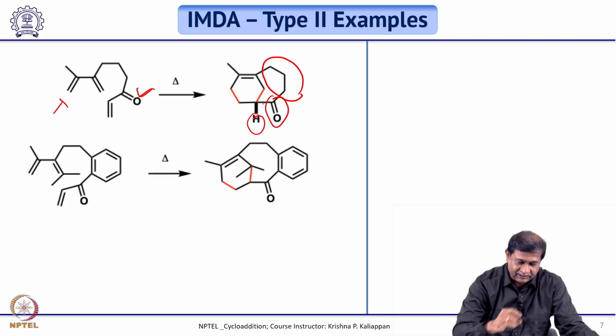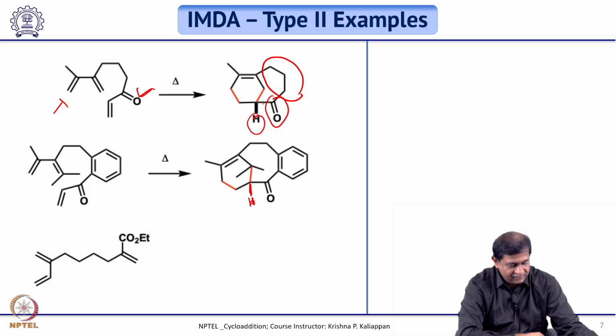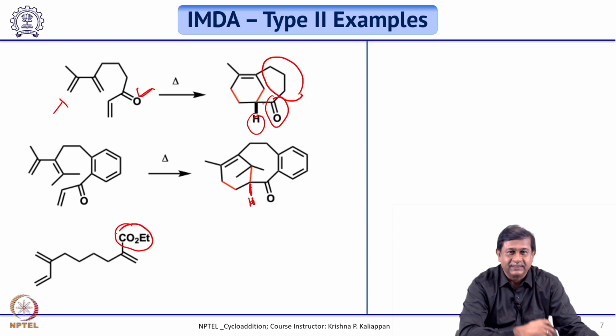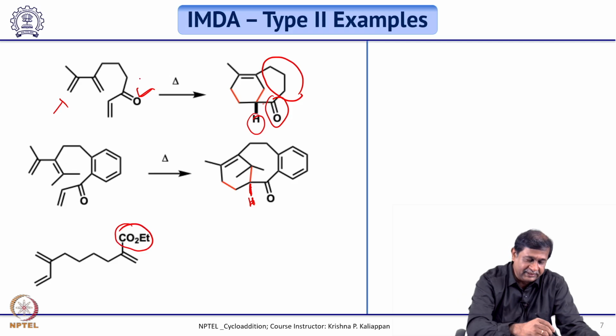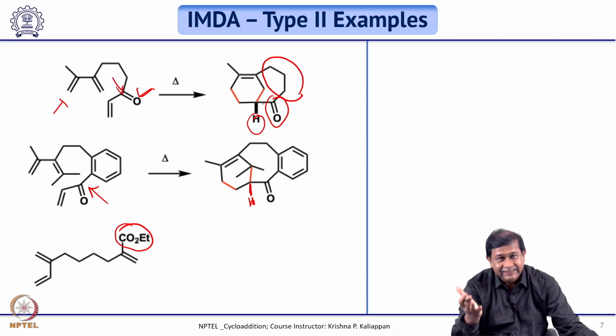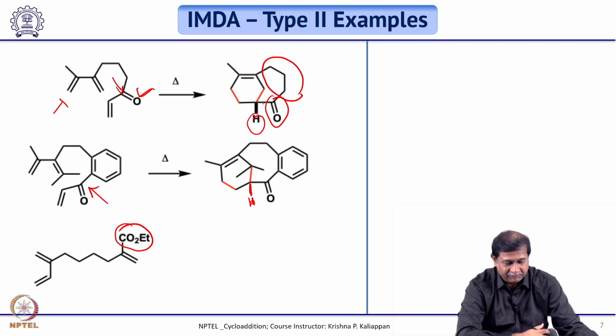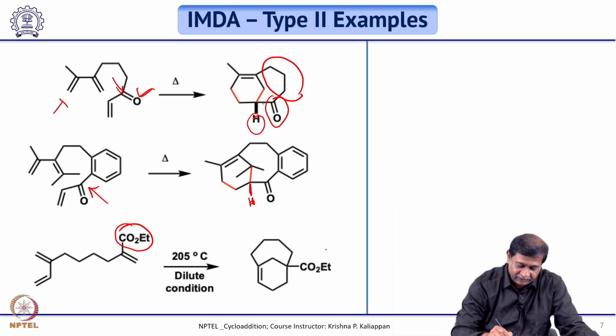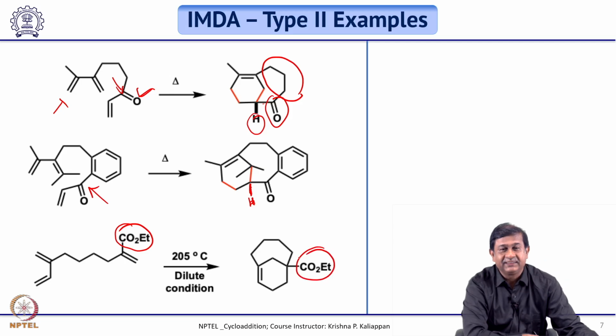Likewise, in this case also the tether has a phenyl group. So, this hydrogen also will be beta. And this is another interesting example where the ester group is outside the ring, whereas in both these cases the electron withdrawing carbonyl groups are inside the ring or part of the 7-membered ring or 8-membered ring. Here the ester group, which is electron withdrawing, is outside the ring. So, you can see it is at the bridgehead carbon.